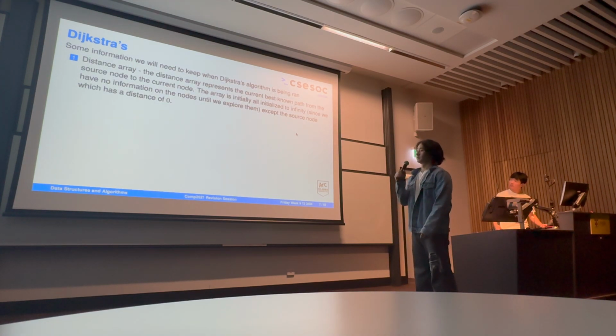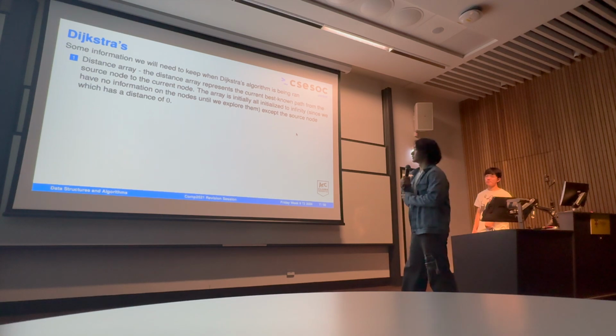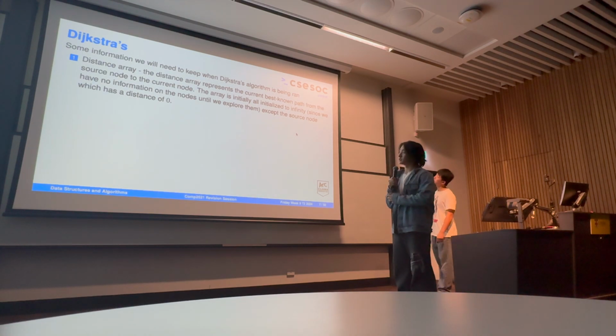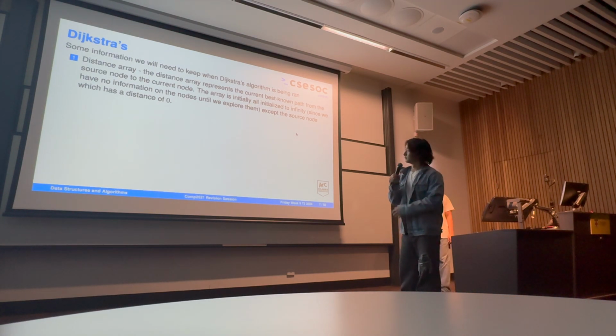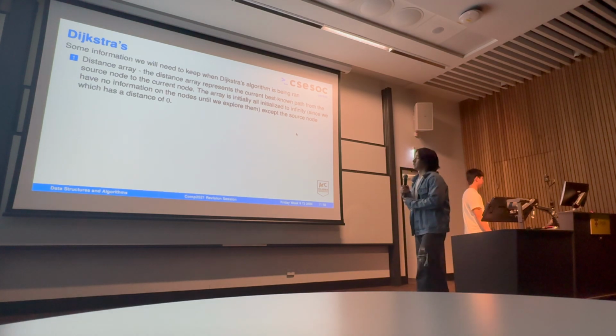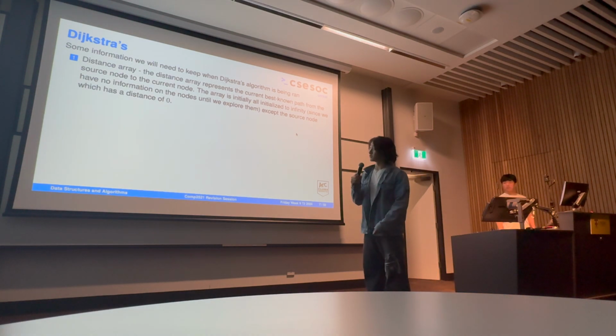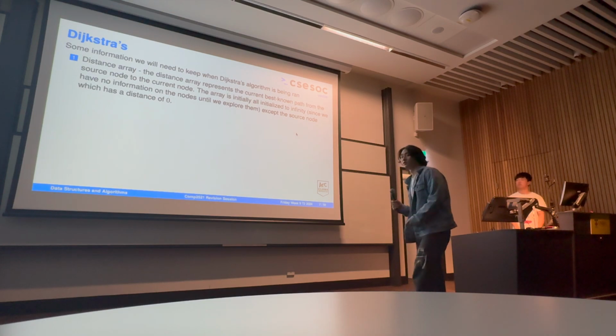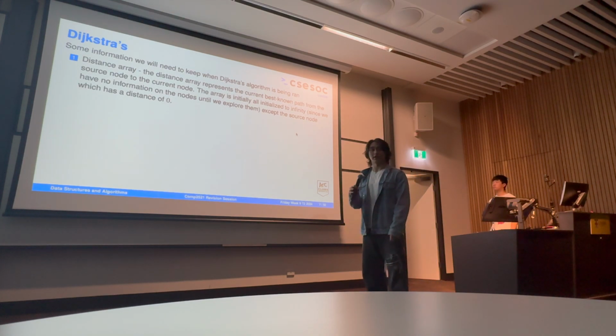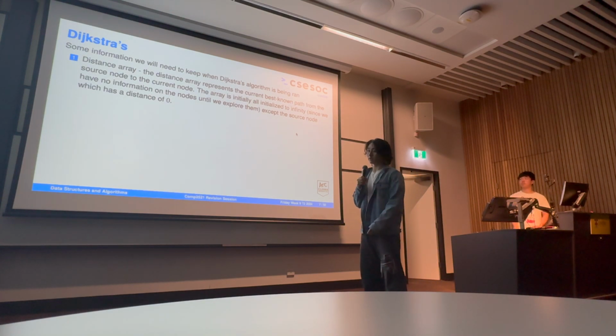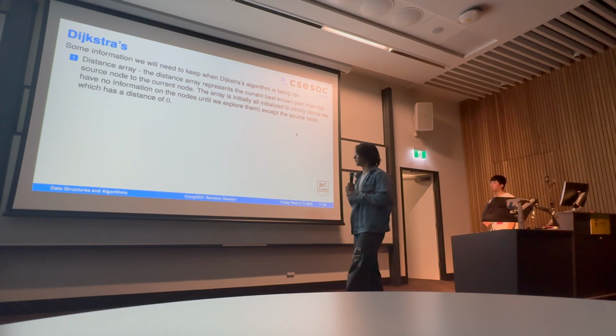So there will also be some machinery we need to use to complete Dijkstra's. We need a distance array, and all the distance array is, is the distance between the best known path from the source node to the current node. The array is initially all initialized to infinity because we haven't explored any of the nodes, so we don't know how far away they are.